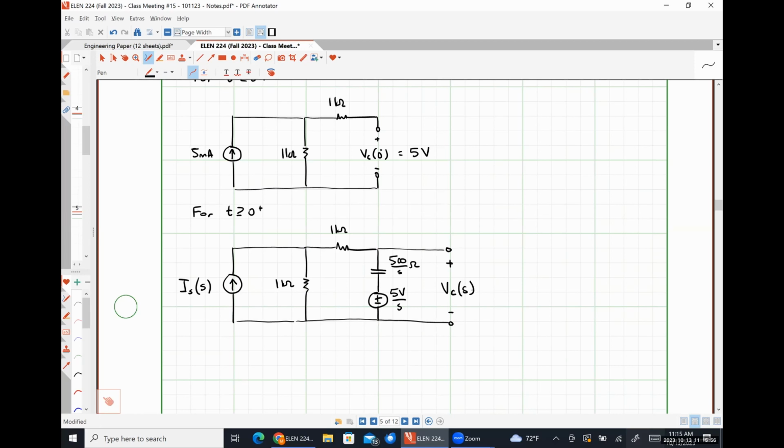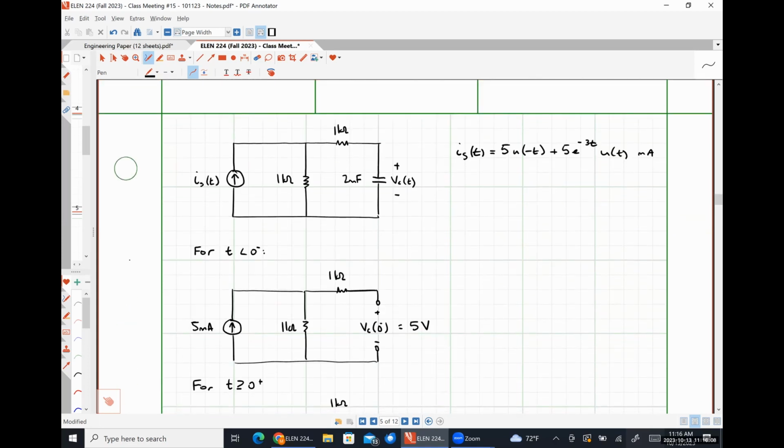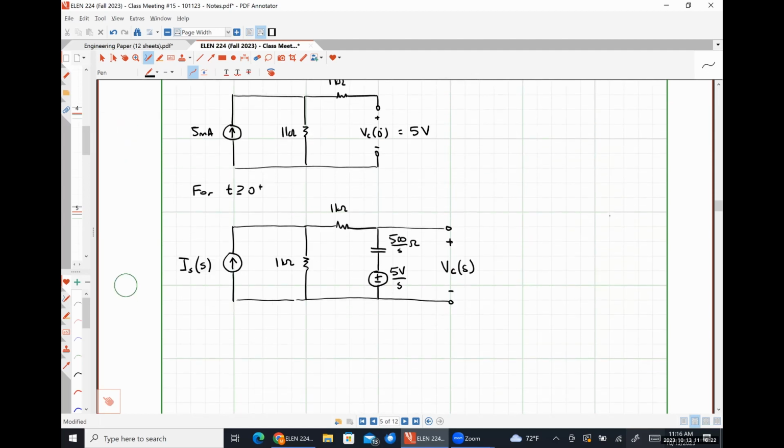So before we start rocking and rolling, what is the Laplace transform of my source current going to look like for t greater than 0 plus? 5 times 10 to the minus 3 over S plus 3, right? Because we're in milliamps. So 5 times 10 to the minus 3 over S plus 3 amps. All right.